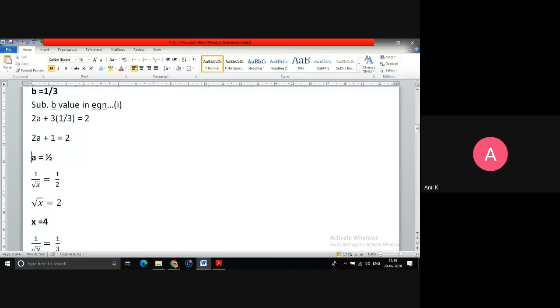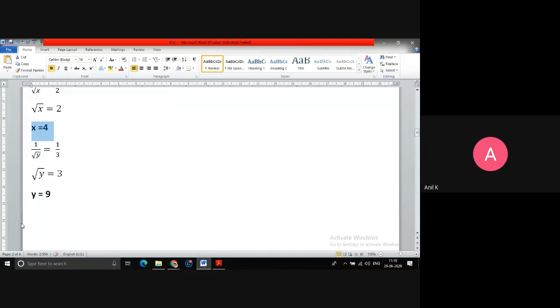But what we assumed, A I have taken as 1 by root x, equals 1 by 2. If I take the reciprocal on both sides, I'll get root x equals 2. Maybe you can take cross multiplication here. 2 into 1 is 2, root x into 1 is root x. So root x equals 2. I want the x value, so do square on both sides. Root x whole square is x and 2 square is 4. Therefore, x value is going to be 4.